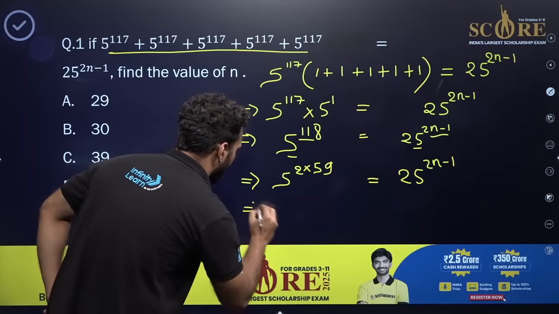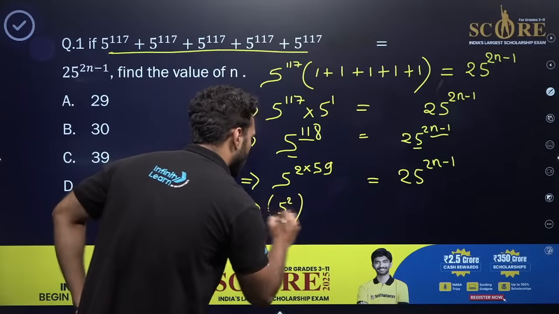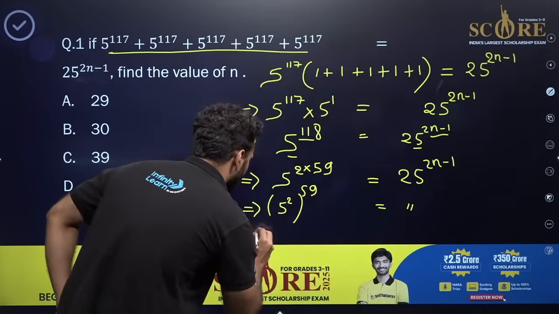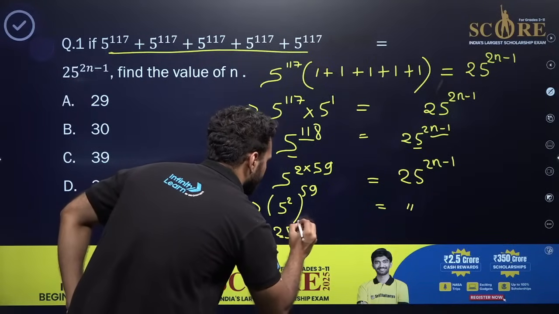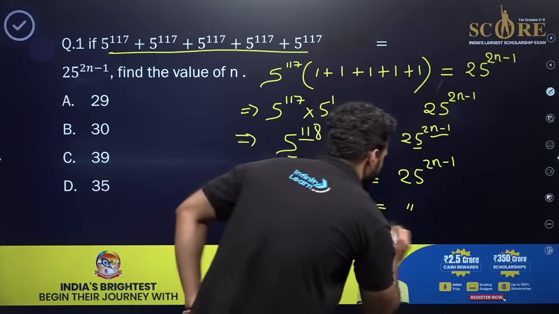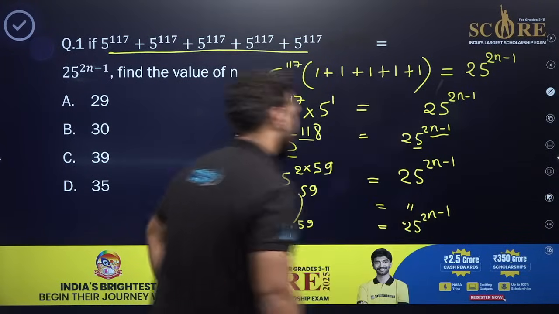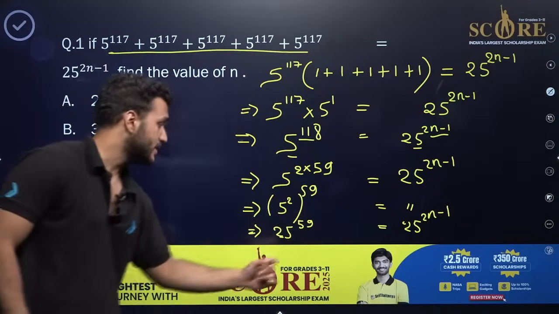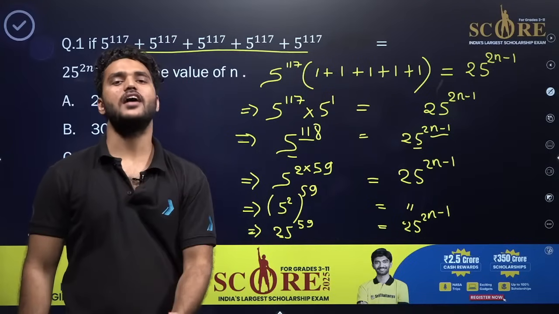Okay, 59, equal to 25 to the power 2n minus 1. Now can I write it this way? 5 to the power 2 whole power 59, and here I have the same thing. Now can I write it this way? 25 to the power 59, and here we have, sir, 25 to the power 2n minus 1. See, the base is the same, and we are saying that this number and this number are equal. If the base is the same, then the power has to be the same.